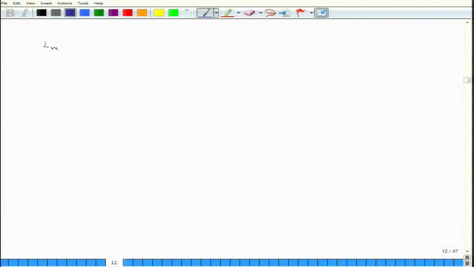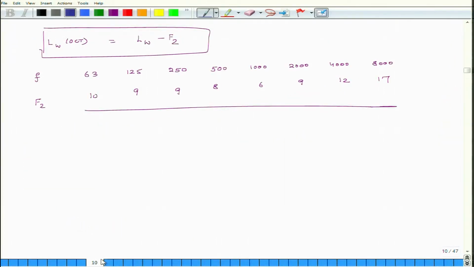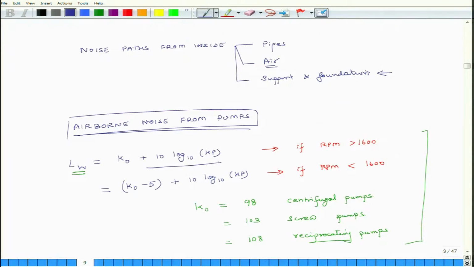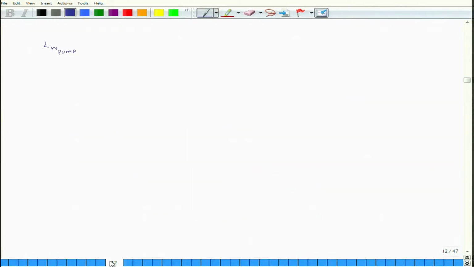So, LW pump. We know the RPM of the motor. What is the RPM of the motor? It is 1800, because the motor is driving the pump at 1800, so it is the same. So, we will use this relation, the first one, K naught plus 10 log 10, and the value of K naught will be 98, because it is a centrifugal pump.